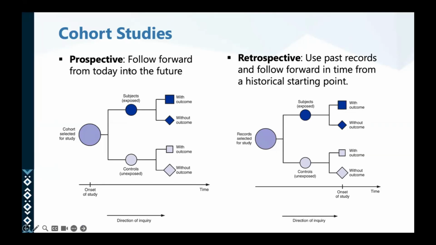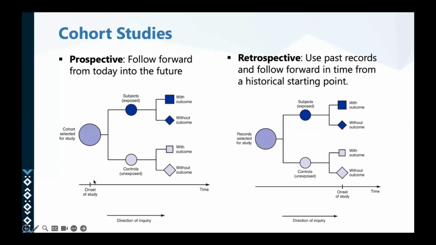Remember, I had mentioned in an earlier slide two important concepts: time and direction of inquiry. Where do you stand today? The key distinction between prospective and retrospective studies relates to these two aspects: where do you stand today in conducting your study, and in which direction are you looking? Note that in all forms of cohort studies, both prospective and retrospective, the direction of inquiry is always forward. What is different is where you start.